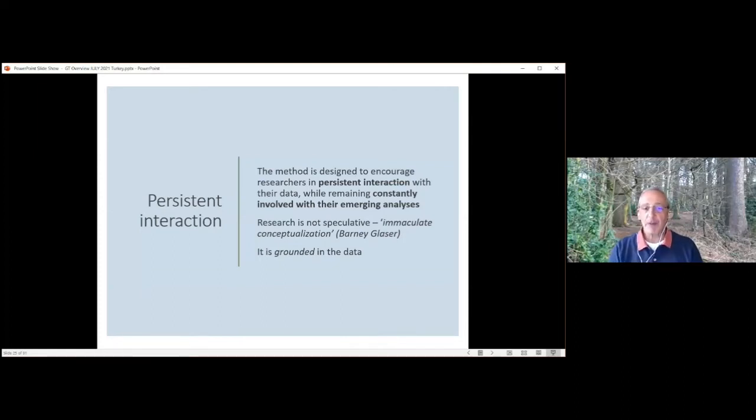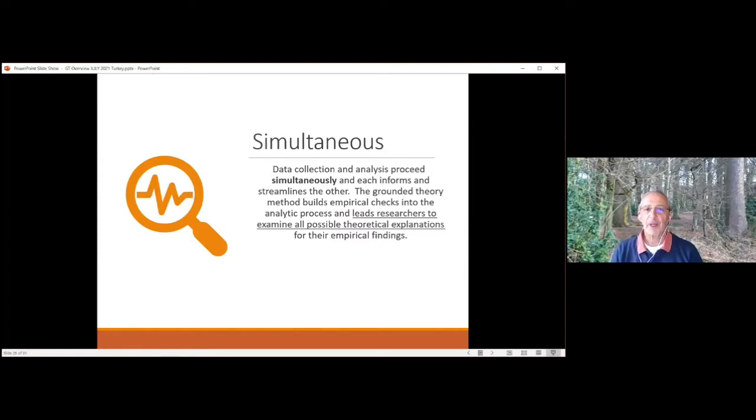Barney Glaser has come up with this idea that he's against the idea of research as speculative. It's not guesswork, which he calls immaculate conceptualization. It's grounded in the data. You know, if somebody says to you, well, where did that idea come from? You can point to the parts of the data where you got that from. So that's why this idea of being grounded in the data is so important.